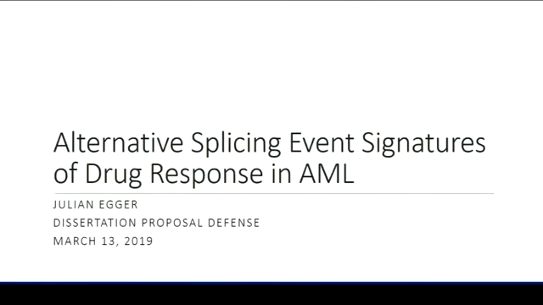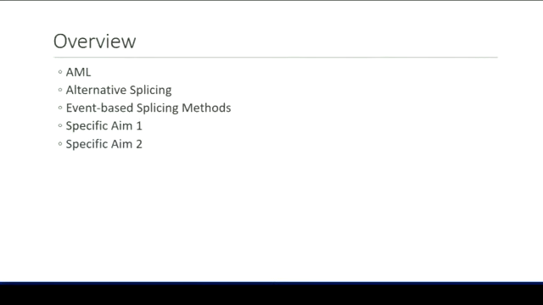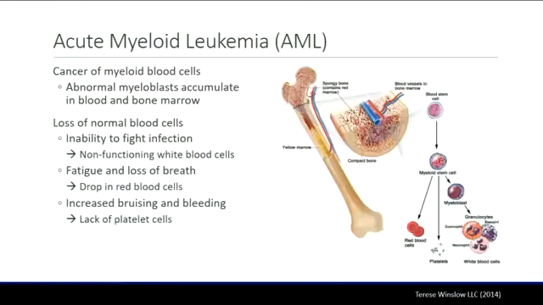All right. Okay, thank you, Bill. Thank you, everyone, for coming to my proposal. So the title of my proposal is Alternative Splicing Event Signatures of Drug Response in AML. So just a quick overview of what I'll be talking about. I'll give a brief background on what AML is and what alternative splicing is. And then as I go through my specific aims, you'll hear me discuss an overarching theme of my project, which is centered around a methodology known as event-based splicing methods.